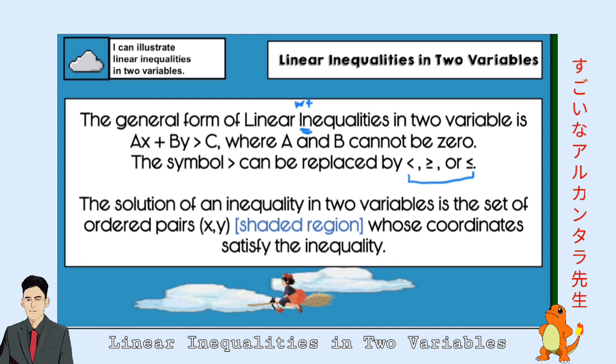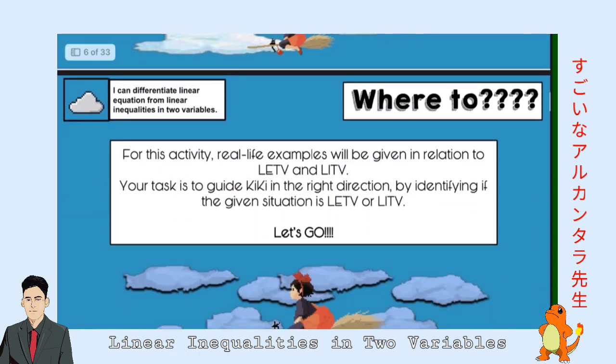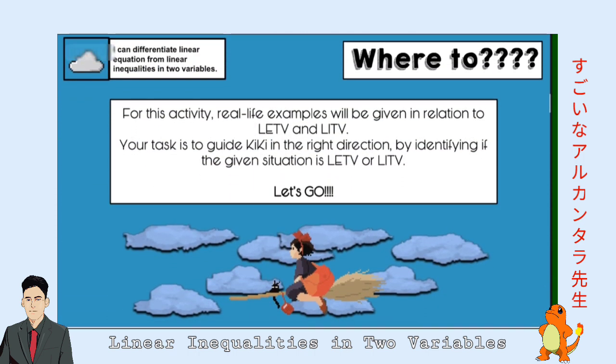Because the solution of an inequality in two variables is a set of ordered pairs, where it could be the shaded region or it could also include the boundary line, which we will discuss for the specific one. But before we go there, it is important that we know what linear inequalities are and what linear equations are, what makes them different.